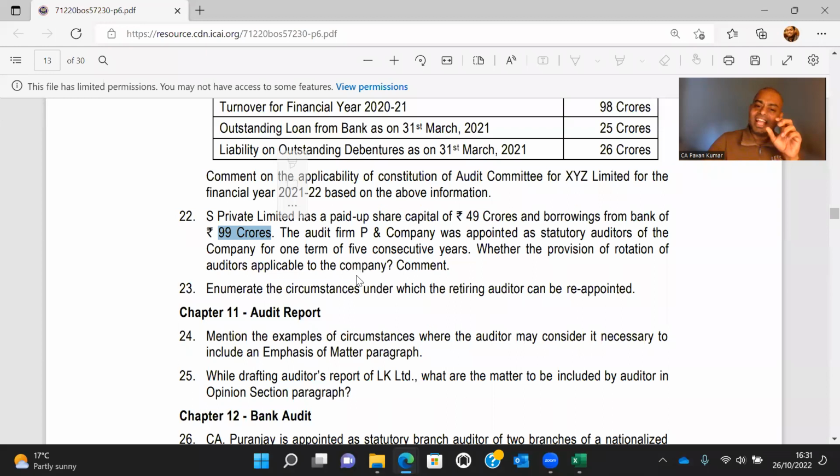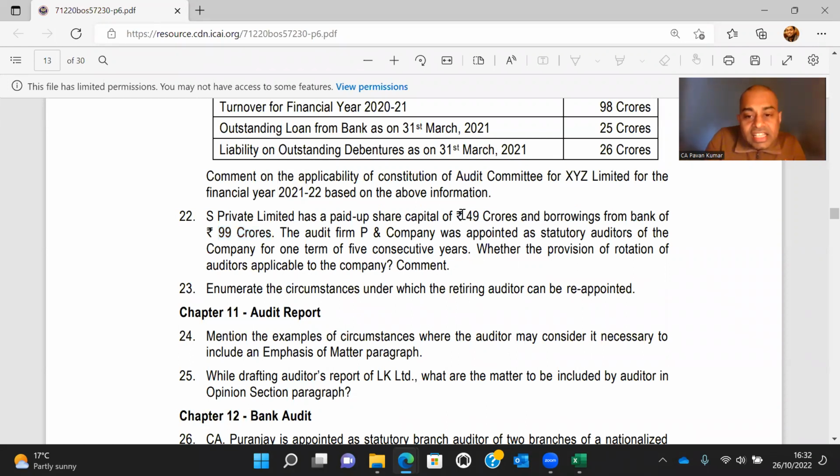So guys, if you recollect reappointment provisions, now you tell me whether this rotation of auditors is applicable to a small company and a one-person company? Small company and OPC, whether rotation provisions is applicable? The answer is no. Is it applicable to private limited companies? Yes, for private limited companies, correct.